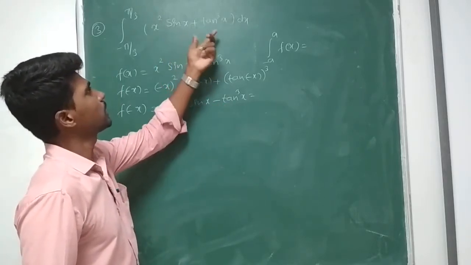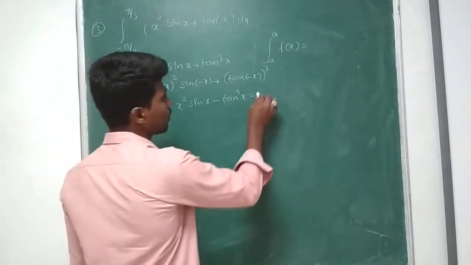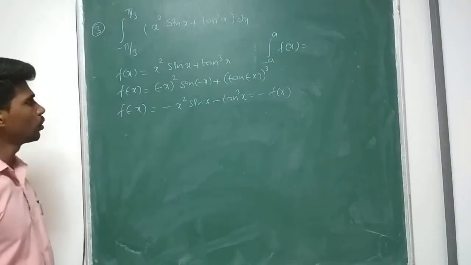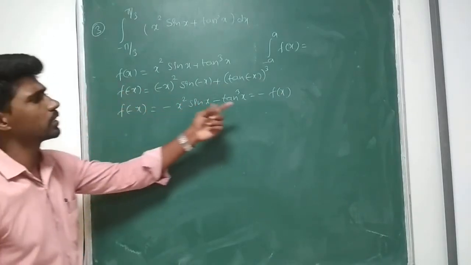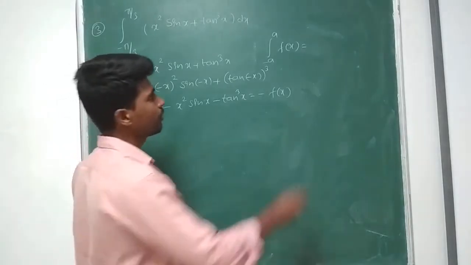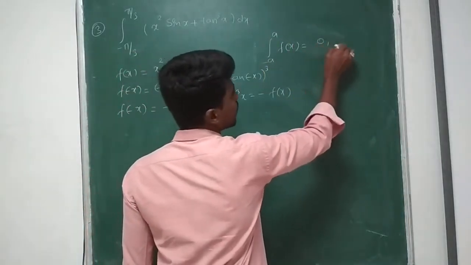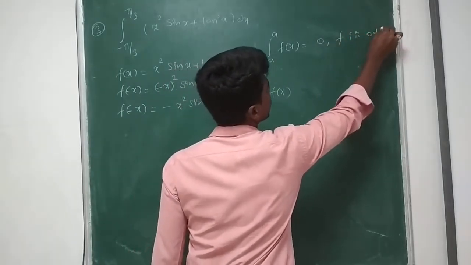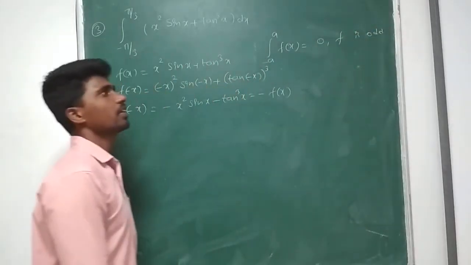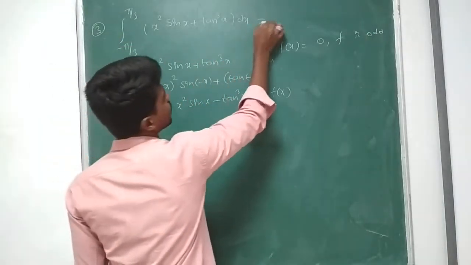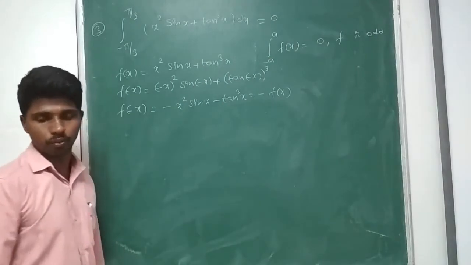x square sin x plus tan cube x, which is nothing but f of x. So I am getting an answer as minus f of x. If the function f of x is equal to minus f of x, then we call that function an odd function. So if f is odd, we get the answer as 0. So the given integral value will be equal to 0.